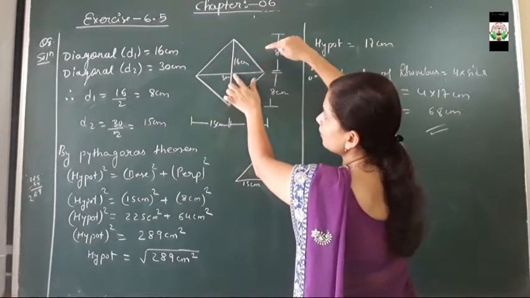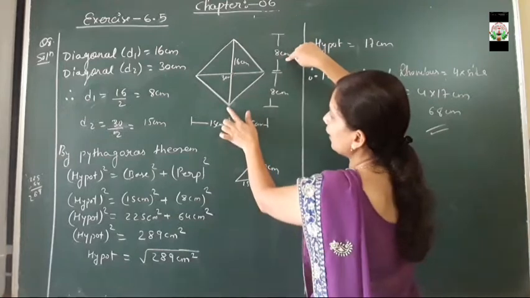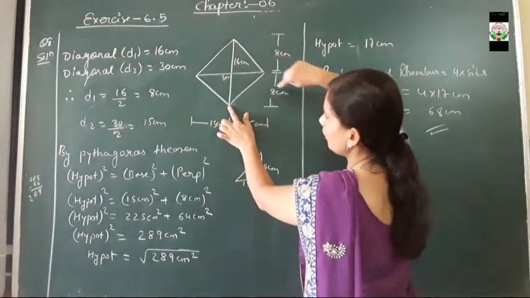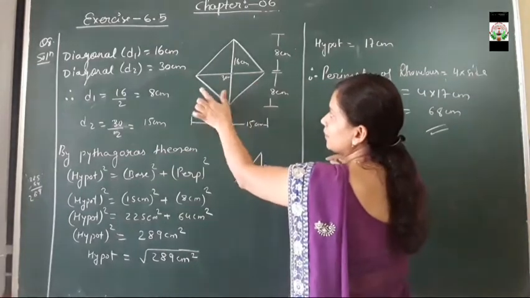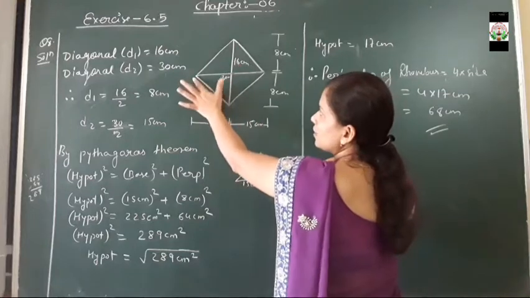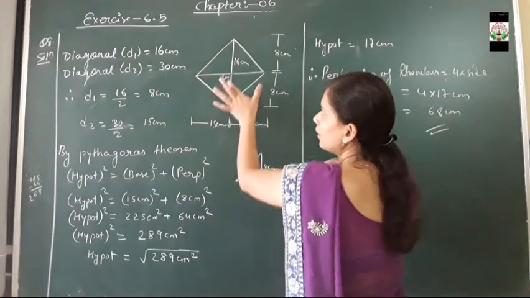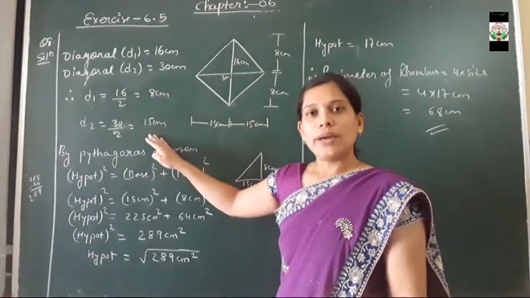The distance from the center to the end point becomes 8 centimeter, and again from the end to the center, it becomes 8 centimeter. In the same way, this diagonal is 30 centimeter when it is intersected by the other diagonal. From the end to the center, it becomes 15, and from the center to the end, it becomes 15. That's why we divided it by 2.